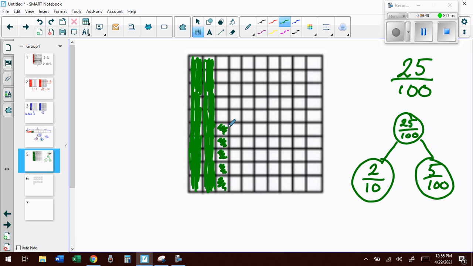So I have 10 100ths 2 times. So 10 100ths here and 10 100ths here, plus an additional 5/100ths.